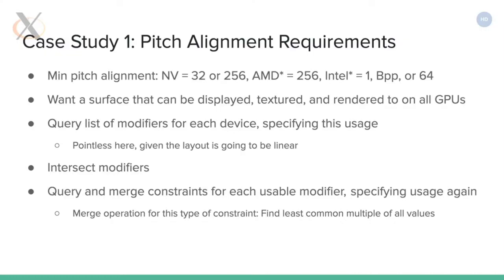Then for that linear modifier, you would need to query and merge the constraint sets from each API that you're using. And again, at this step, you have to specify the usage over again, because the modifier is derived from usage, but does not imply usage itself. There's a many-to-many relationship there. So the constraint set query needs to know what your usage is as well to be able to report the correct constraints. And then, as we saw earlier, merging for this type of constraint is relatively trivial. You just find the least common multiple of all the pitch alignment requirements and report that as the overall requirement.